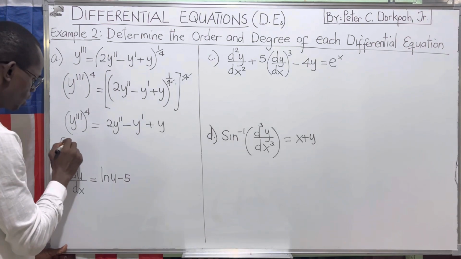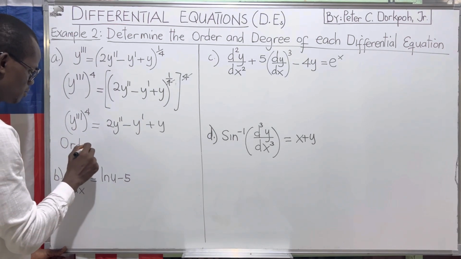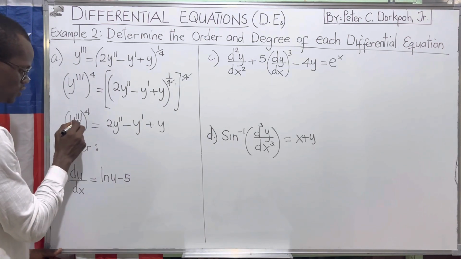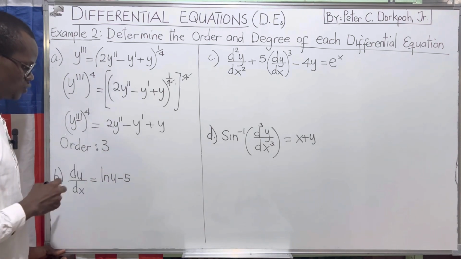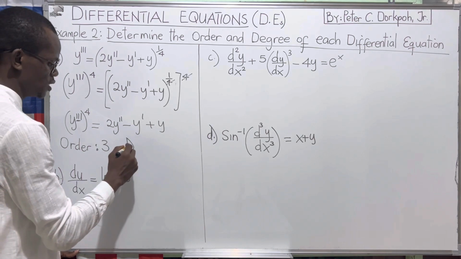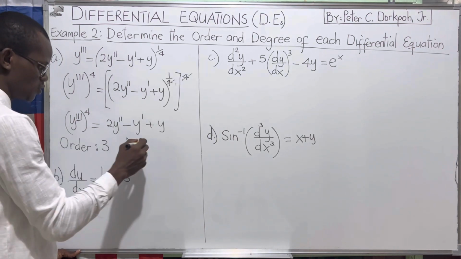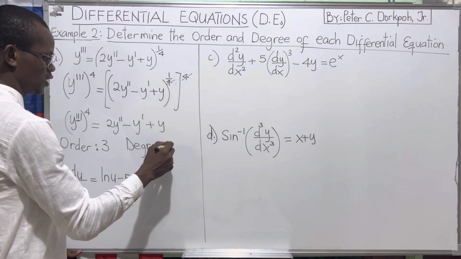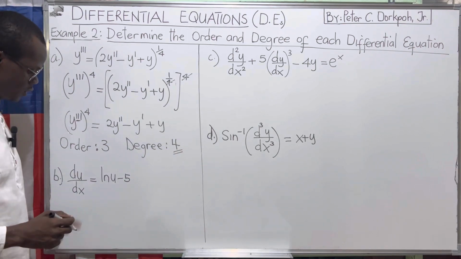So what is the order of our differential equation? The highest derivative is just 3. So what is the power of the highest derivative? It is 4. So the degree of this differential equation is equal to 4. Move to the next one.